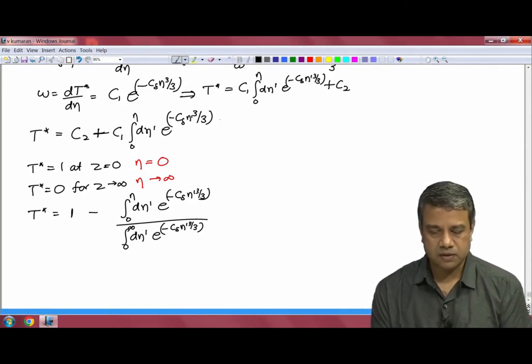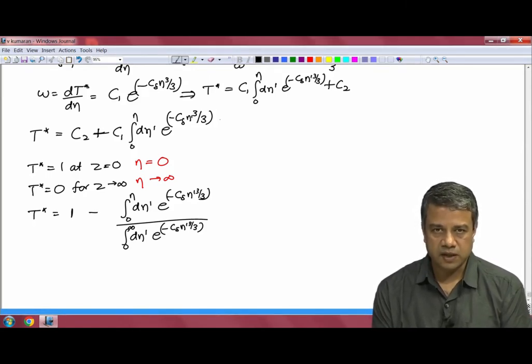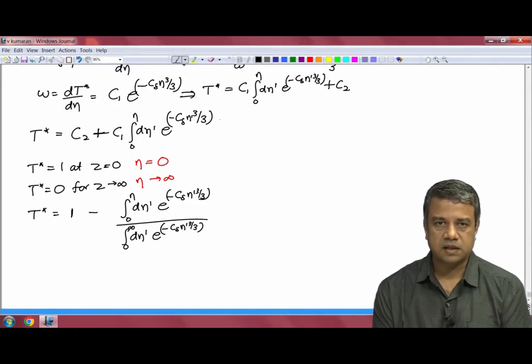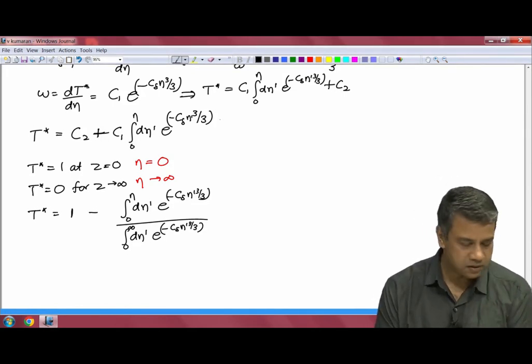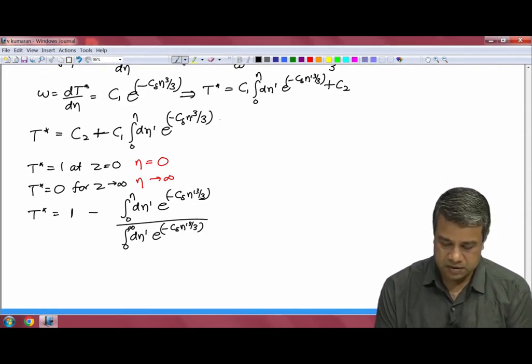For eta equal to 0, the integral in the numerator of the second term on the right is integral from 0 to 0. An integral between two equal limits has to be 0. The area under the curve is equal to 0. Okay. So, this is the solution.